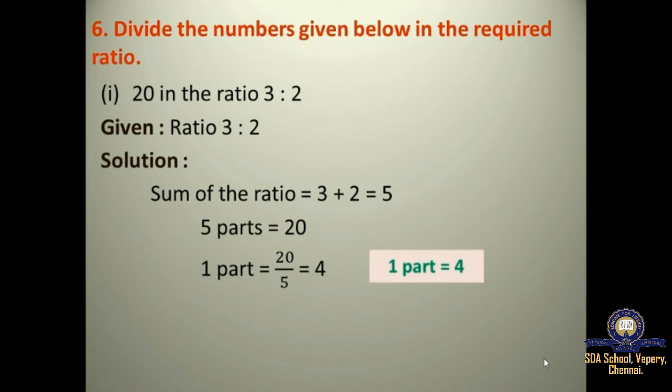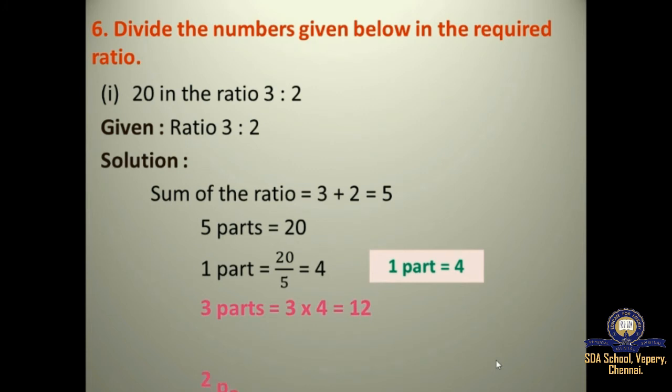So what is given in the question? It is 3 is to 2, right? The ratio given in the question is 3 is to 2. So for 3 parts, you'll be multiplying 3 with 4, that is, one part is equal to 4, right? So when you want to find the answer for 3 parts, you'll be multiplying 3 with one part, that is 4. So when you multiply 3 with 4, you'll be getting 12.